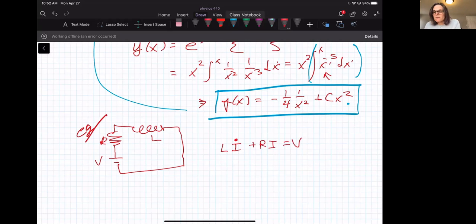In other words, that describes how the voltage changes across the circuit. Our first thing to do here is to identify everything. And again, if we divide by L, we can see that P is equal to R over L, and Q is equal to V over L.